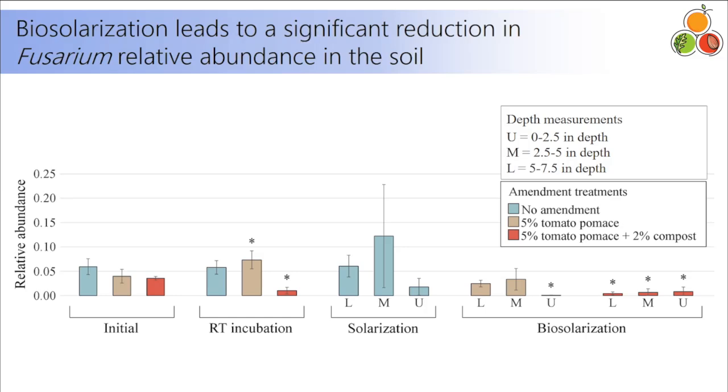But then when you get to biosolarization, it's really this combination of the solar heating and the amendment with both the tomato pumice and that compost inoculum that led to a significant decrease in the relative abundance of the pathogen across all the different depth layers that we observed.